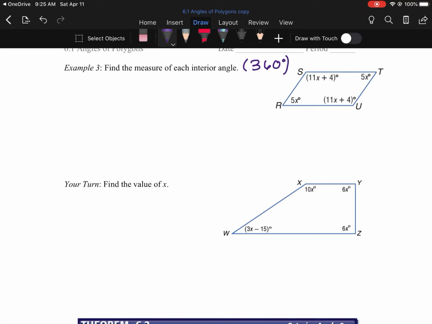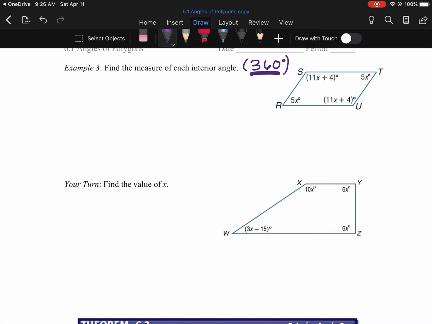But if you don't know that, we are going to go ahead and figure that out. So, in order to find this, because if they want each interior angle, I could say, all right, I can add 11x plus 4 plus 5x plus 11x plus 4 plus 5x and set that equal to whatever the sum is, and then solve for x, and then substitute it back in. But we need to figure that out first.